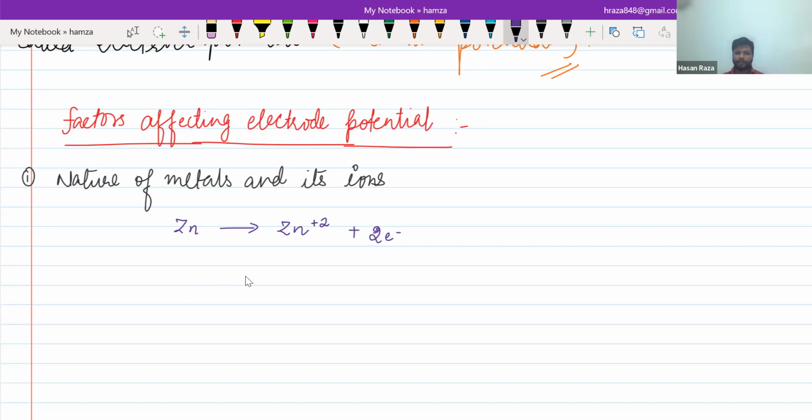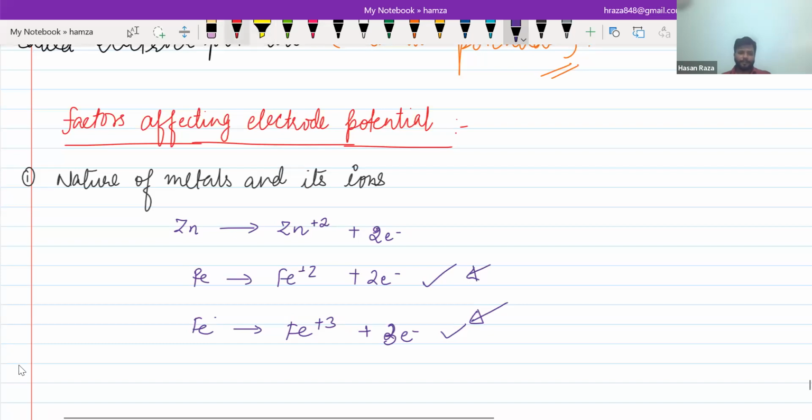But there are some d block elements which can be converted in more than one oxidation state like this. So it depends upon how it is converting, how many electrons basically it is losing. You can see Fe in the first case lost 2 electrons, but in the second case lost 3 electrons. That's why this will have different electrode potential. So basically, electrode potential depends on the nature of metals and its ions.